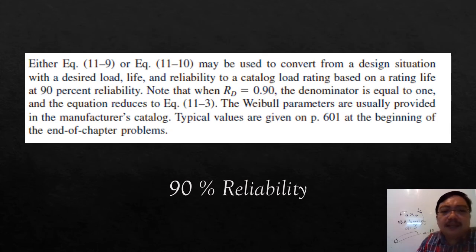And then either equation 11.9 or 11.10 may be used to convert the design situation for the desired load, life, and reliability to a catalog load rating based on rating life at 90% reliability. Note that RD equals 0.9, and the diameter equals 1. The equation reduces to this. The parameters are usually provided in the manufacturer's catalog. Typical values are given on page 001 in the textbook, at the beginning of the end-of-chapter problems.